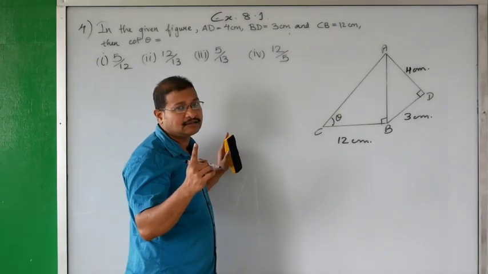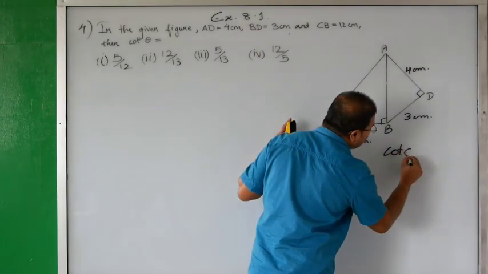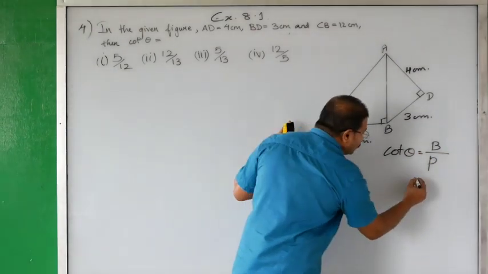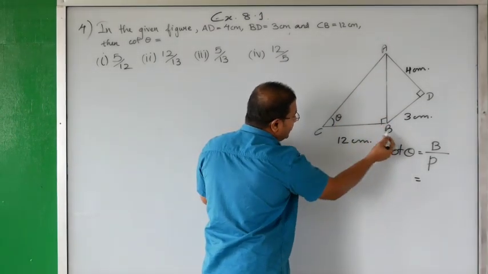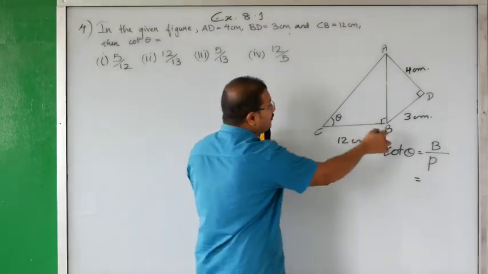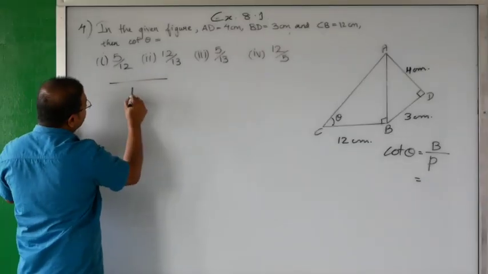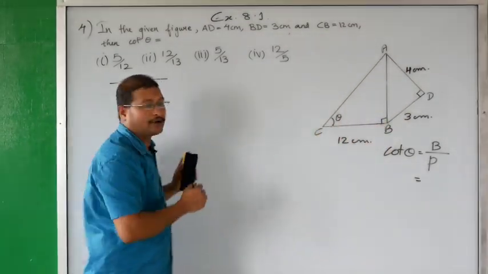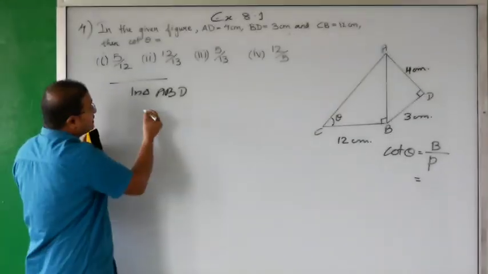Cot theta means, let's write that first here. Cot theta equals base by perpendicular. According to this diagram, I'm taking this triangle. If I take this triangle, base will be BC, and perpendicular will be AB. That means we want to find out the value of AB. To find out the value of AB, let's first consider a triangle. What is the triangle? ABD. In triangle ABD.